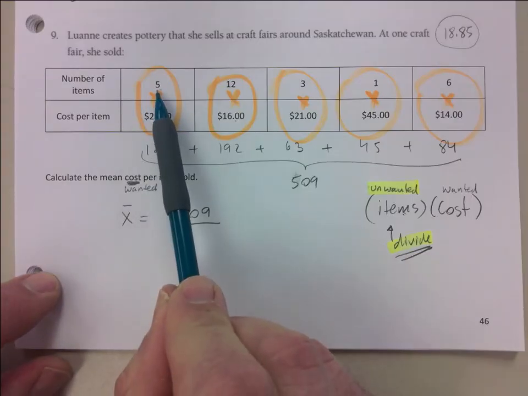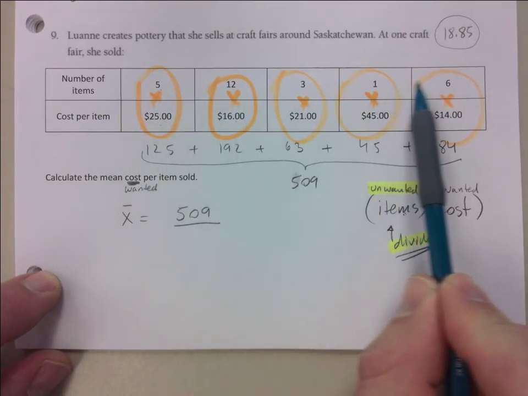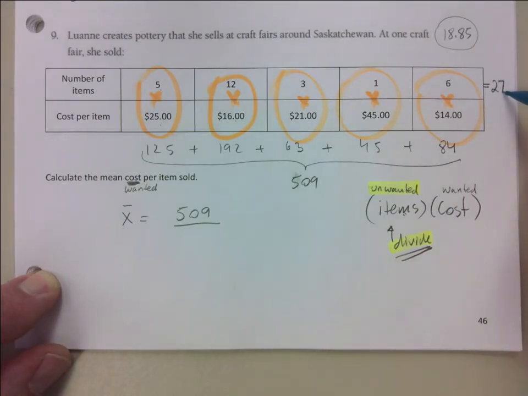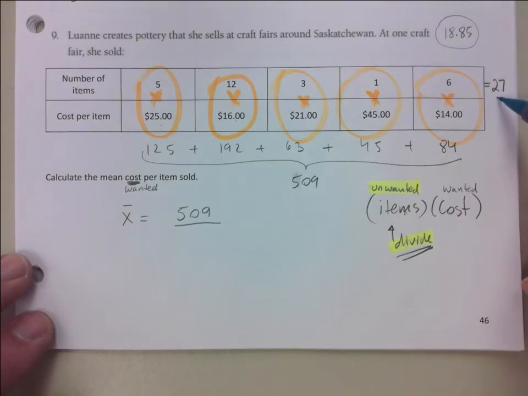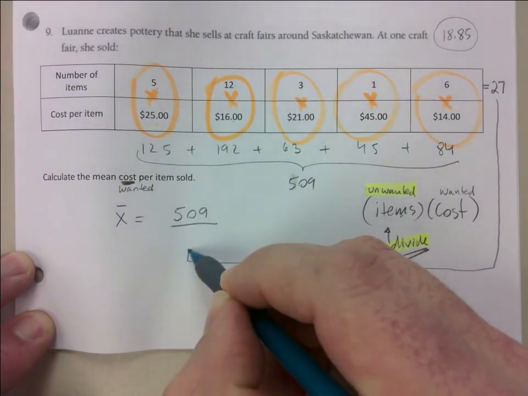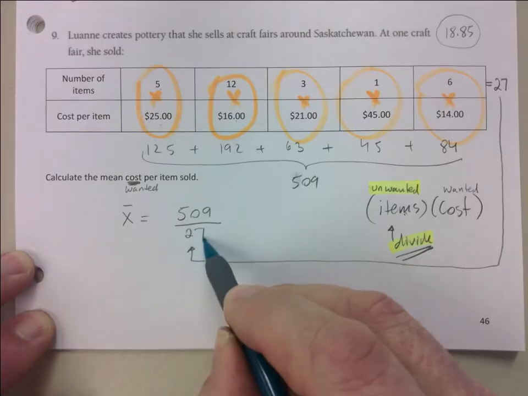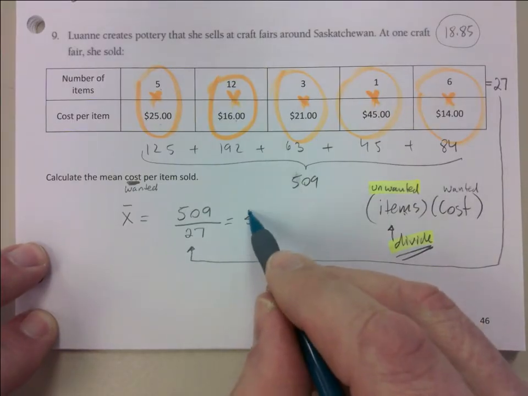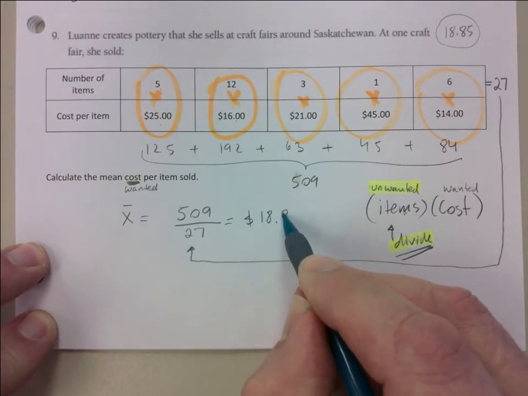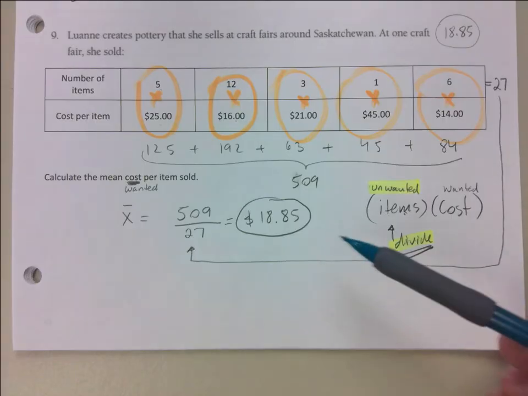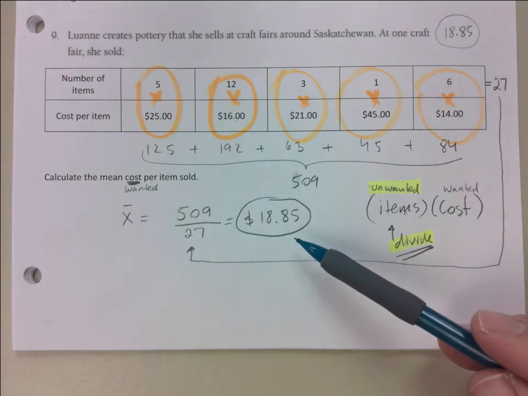So you go over here and you just add up your items and put that number down. I'm going to say it's 27. 27 items. I'm going to bring the arrow down, over, and up. It's 27. So 509 divided by 27 is $18.85. On average, every pottery item costs that much.